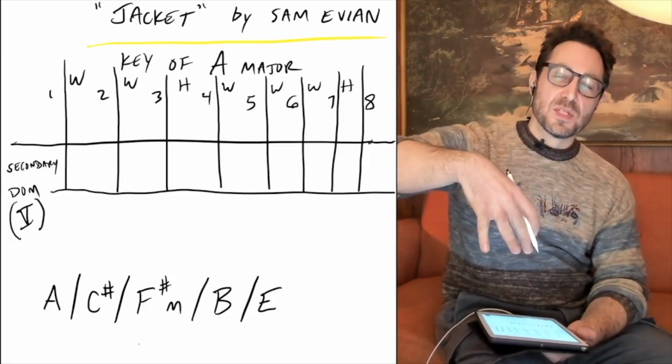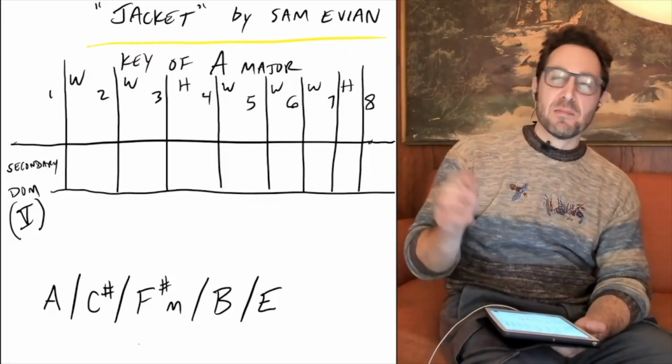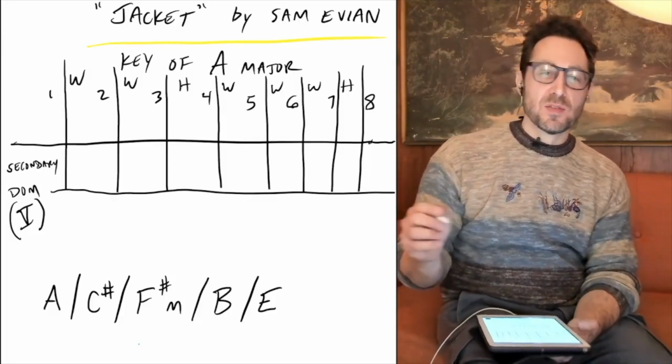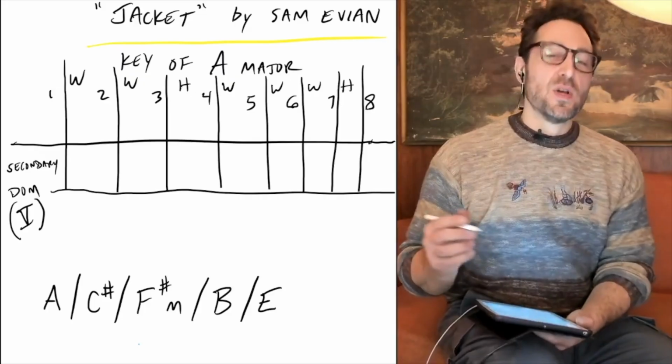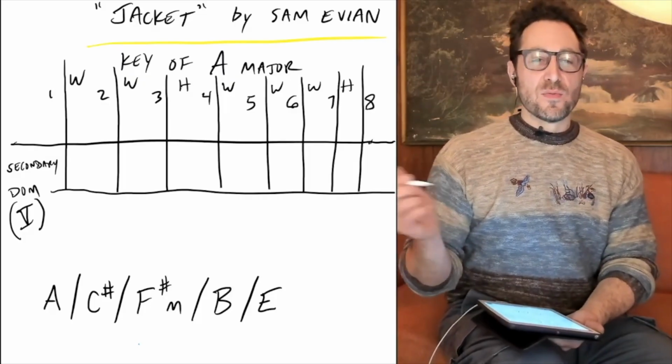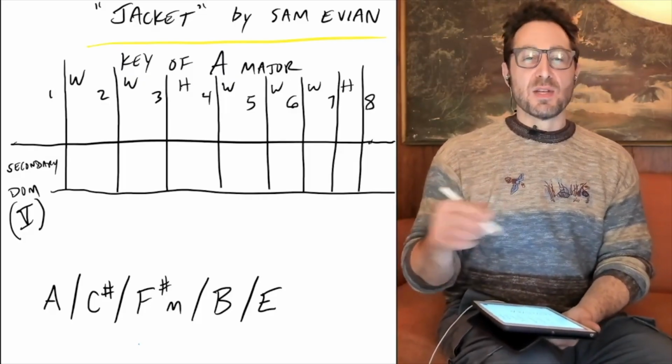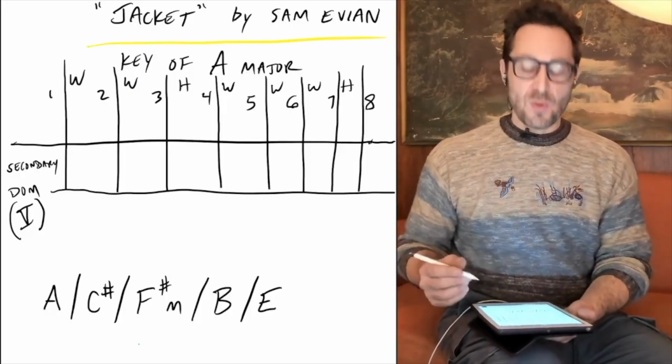That's called a secondary dominant. There's a video in the fundamentals section called What's Up with Secondary Dominants. If this concept is new to you, check out that video as a refresher and just keep analyzing songs and you will start to see these chords pop up.